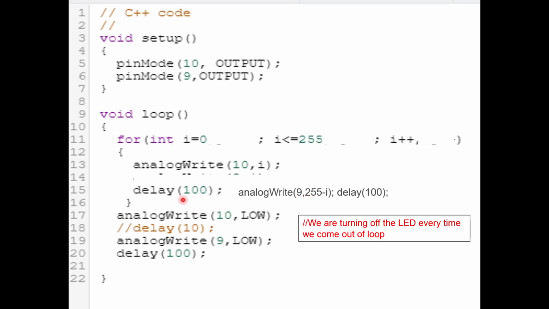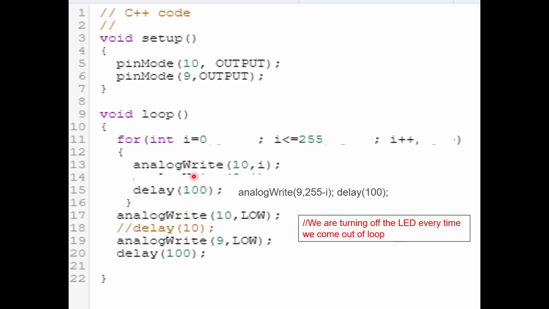So you see the delay is 100. From 0 to 255, it will take 100 milliseconds. Similarly, for the blue bulb, from 255, the highest brightness, to become dim, it will take 100 milliseconds. Then again we have analog write 10 low, analog write 9 low, and a delay of 100 milliseconds. So what we are doing is turning off the LEDs every time we come out of the loop.